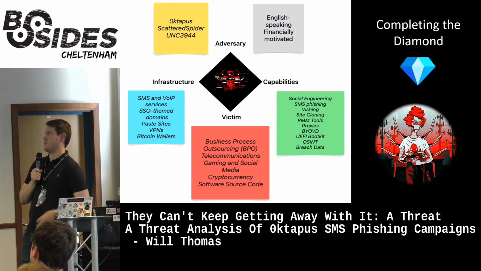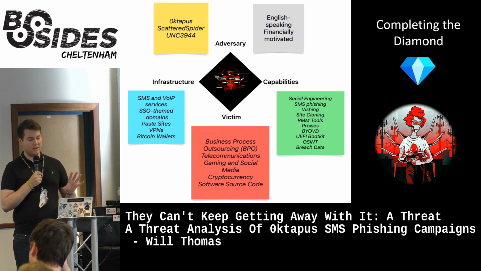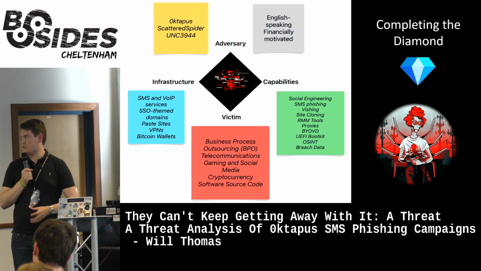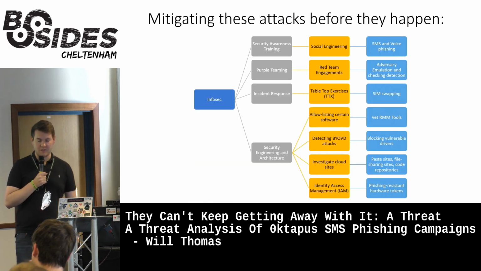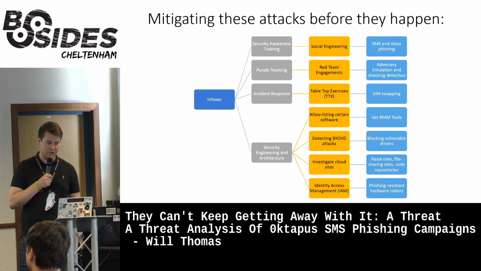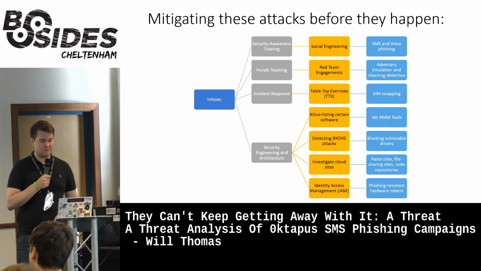So now we've basically completed the diamond. This is everything. Once we've got this information, we can put it into a nice fancy CTI threat report, take it to our stakeholders, and then help them defend against this threat before they actually target us. So, mitigating these attacks before they happen. I've broken it down into 4 areas really: security awareness training, purple teaming, incident response, and security engineering and architecture.